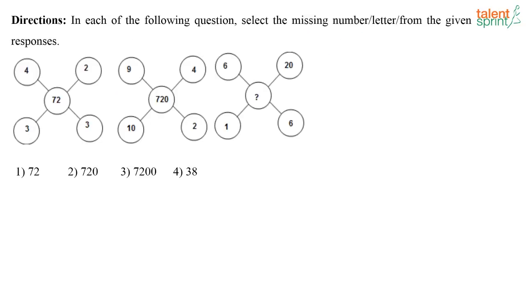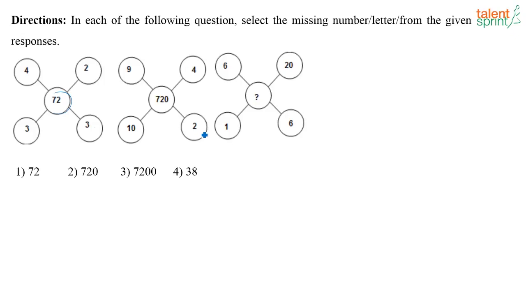In each of the following questions, select the missing number from the given responses. Yes, see what is being done here. Whatever is there in the outside circles, all that is multiplied to get the value in the inner circle. See, you have 3 3s are 9, 4 2s are 8, 9 into 8 is 72. You are multiplying all these values in the outer 4 circles.